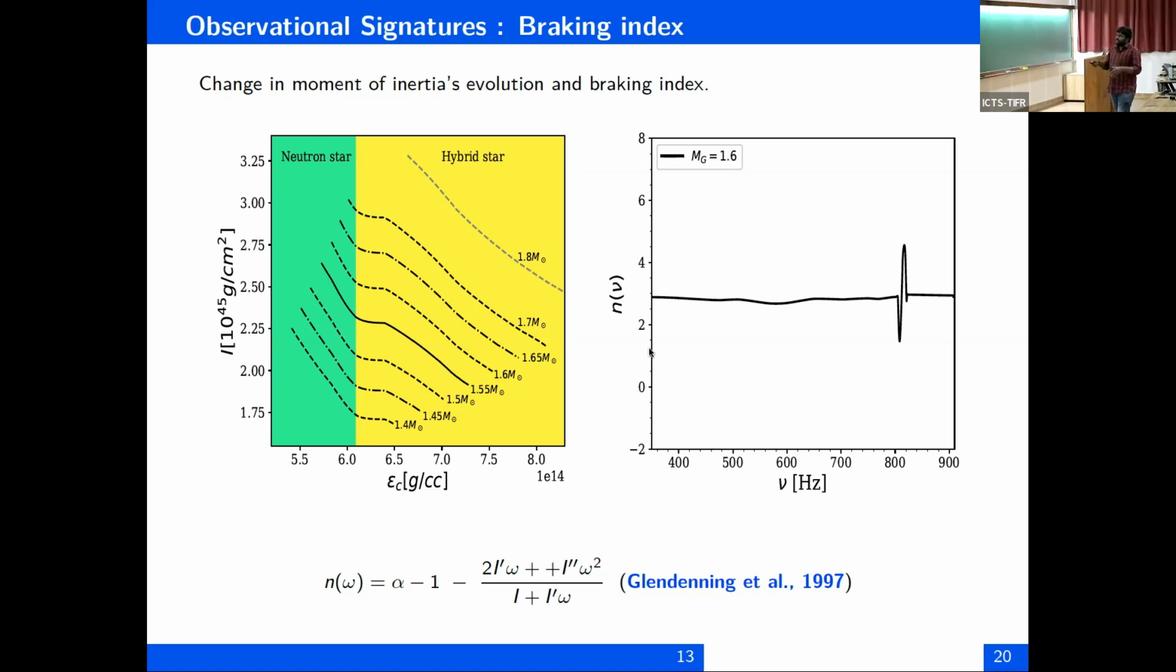For most of the pulsars, the theoretical braking index is equal to 3 for magnetic braking, and there will be some anomalous change in the braking index suddenly because of quark matter appearing.